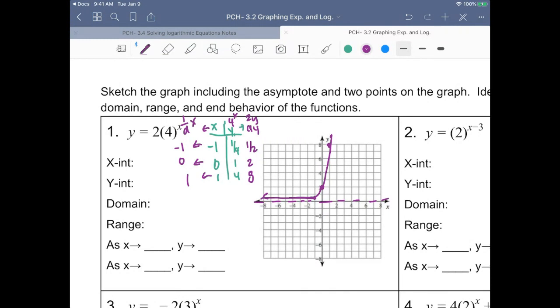Okay, my x-intercept is, there is none, it's undefined. My y-intercept is 0, 2. My domain is x is all real numbers. We should put the set of x. Y is greater than 0. And as x goes to infinity, y is going towards infinity. And as x goes towards negative infinity, y is going towards 0, which is also disguised as my k value.